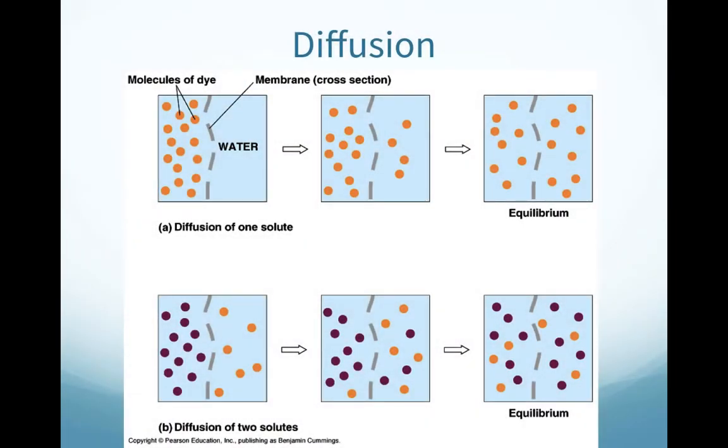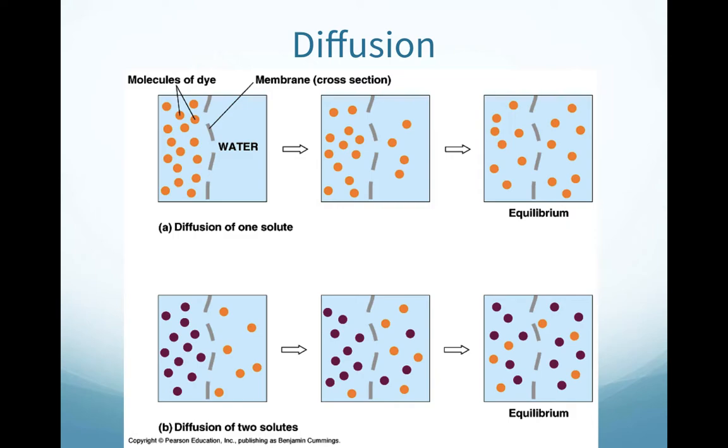So you'll see in the picture, your cell membrane, the gray items, are blocking the molecules of dye, but because the molecules of dye are small enough to actually move, they will move until they reach equilibrium. Same thing if you have more than one type of solute.